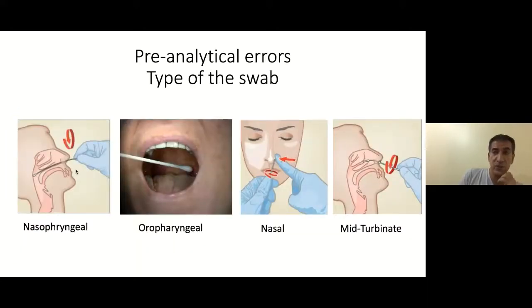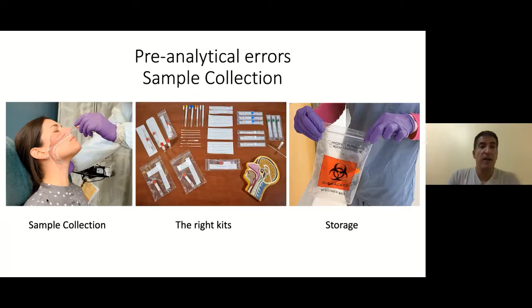First, the type of swab. Not all swabs yield the same results. You have the nasopharyngeal, oropharyngeal, nasal, and the anterior middle turbinate. The best for SARS-CoV-2 is the nasopharyngeal, because we know that this is the place where the viral replication is maximum. Other errors might arise from the technique of collecting the swab, the type of swab. Each swab serves a different purpose, and also storage and transportation.